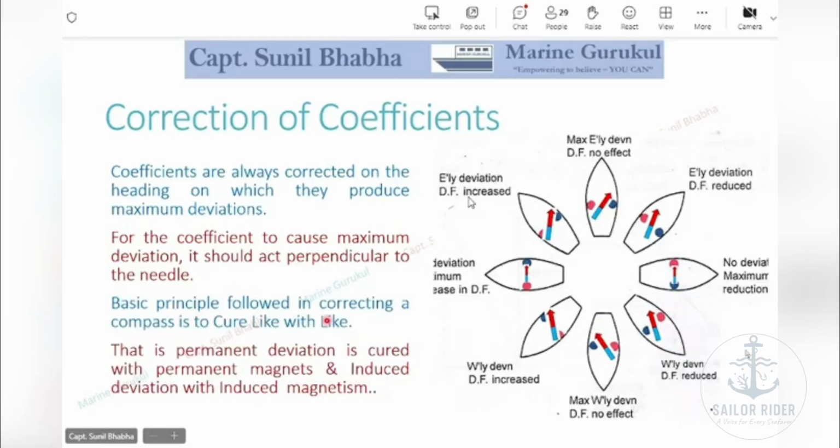The basic principle followed in correcting a compass is to cure like with like. That is, a permanent deviation is cured with permanent magnetism and induced deviation is cured with induced magnets. So in our case, this is being generated because of permanent magnetism of the ship. So we will be using a permanent magnet to correct coefficient permanent C or PC.